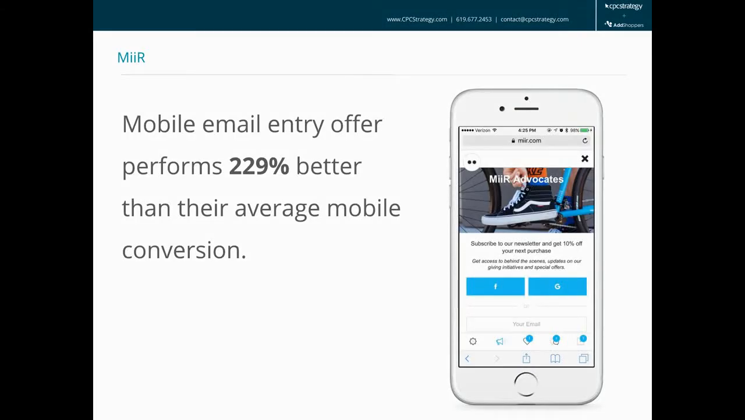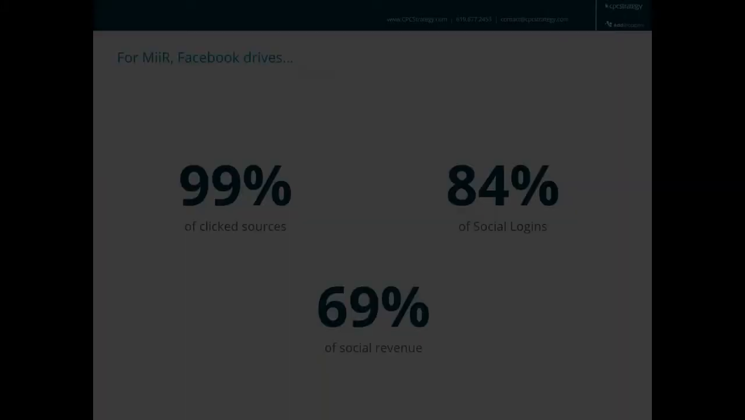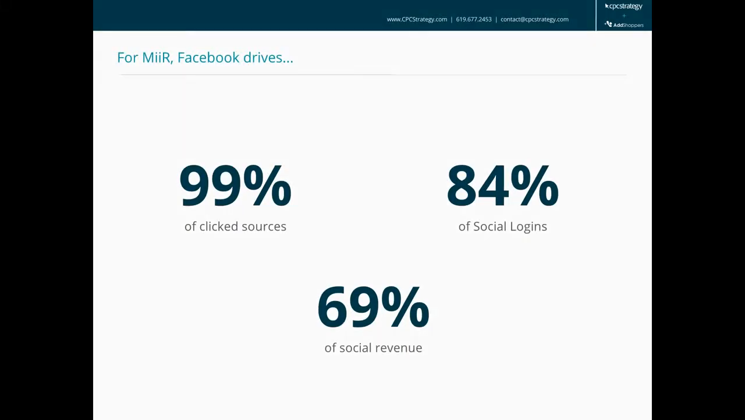So next up, just a couple of super quick, bite-sized case studies to show you guys how other clients have used this. Here, one of our clients has an email capture offer that performs 229% better than the average across their mobile site. So a great way to engage that mobile traffic. Next up, for the same client, going back to Facebook, they get 99% of their social traffic from Facebook. It's used for 84% of their social logins, and it accounts for almost 70% of their social revenue.